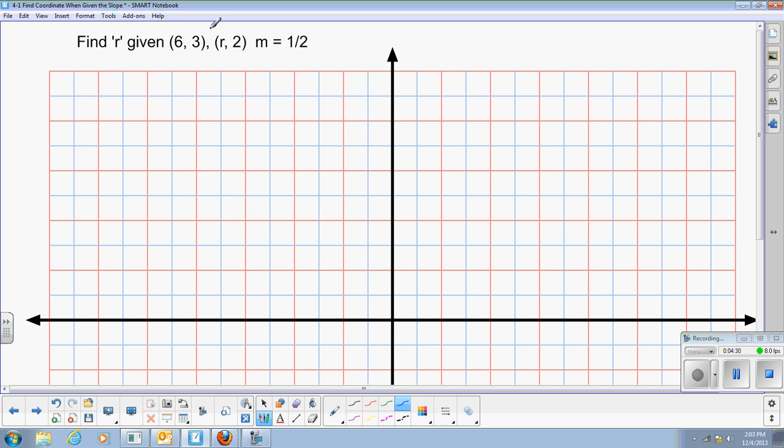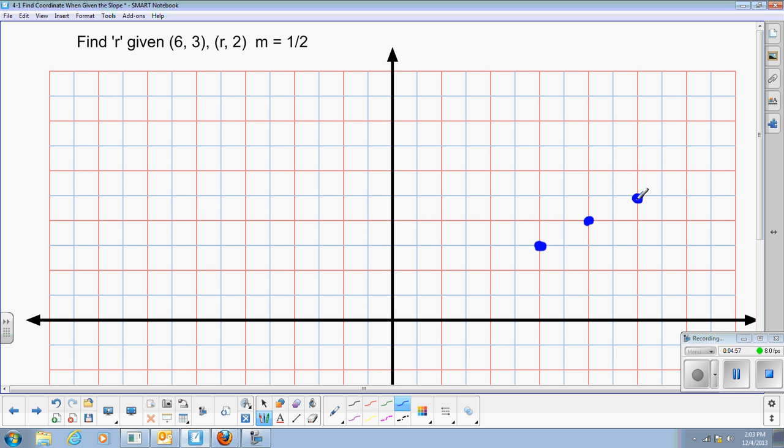So let's take a look here. I have 6, 3. So you need to make an XY axis on your graph paper. 6, 3, dot. My slope here is positive 1/2, 1 over 2. So I need to plot points. I have to go up 1 over 2, dot. Up 1 over 2, dot.